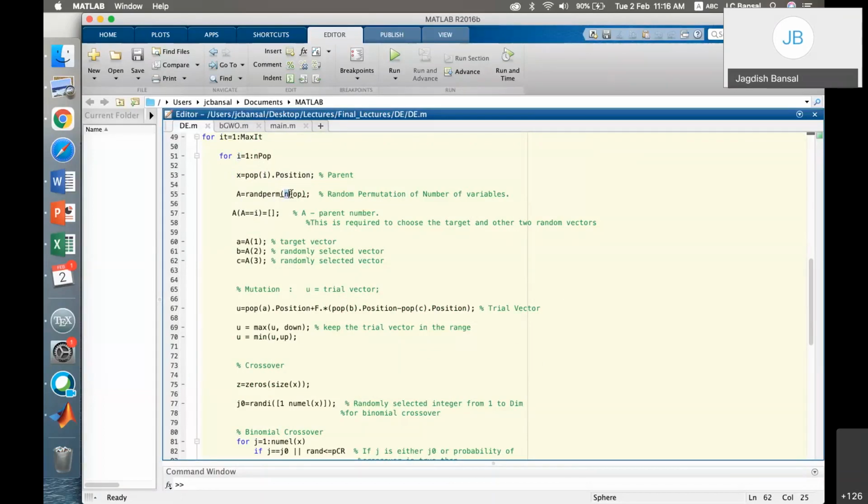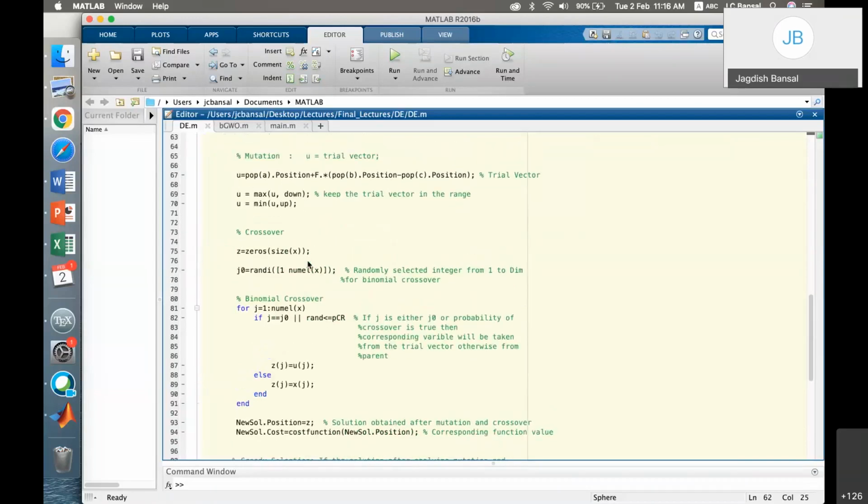From all the population, all the population members are permuted randomly in this capital A. So from this capital A, I will select the target vector and two random vectors, A1, A2, A3, right? They are randomly permuted, so you first take the first three. You have to choose three different vectors from the population other than the parent vector, right? This is one way you can take them, you can also select them in some other way.